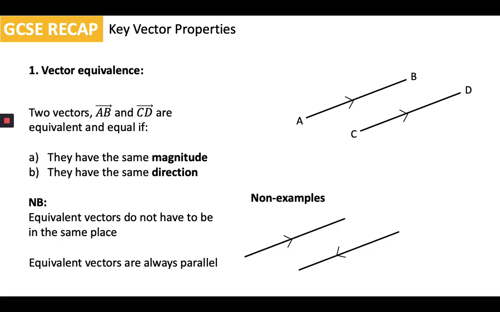And here are a couple of non-examples of vectors that could be misinterpreted as equivalent. Now these two maybe have the same magnitude, but they are going in a different direction. So these two are not the same vector. These two are going in the same direction and are parallel, which is what we'll look at in a second, but do not have the same magnitude. So here the direction is different, here the magnitude is different.